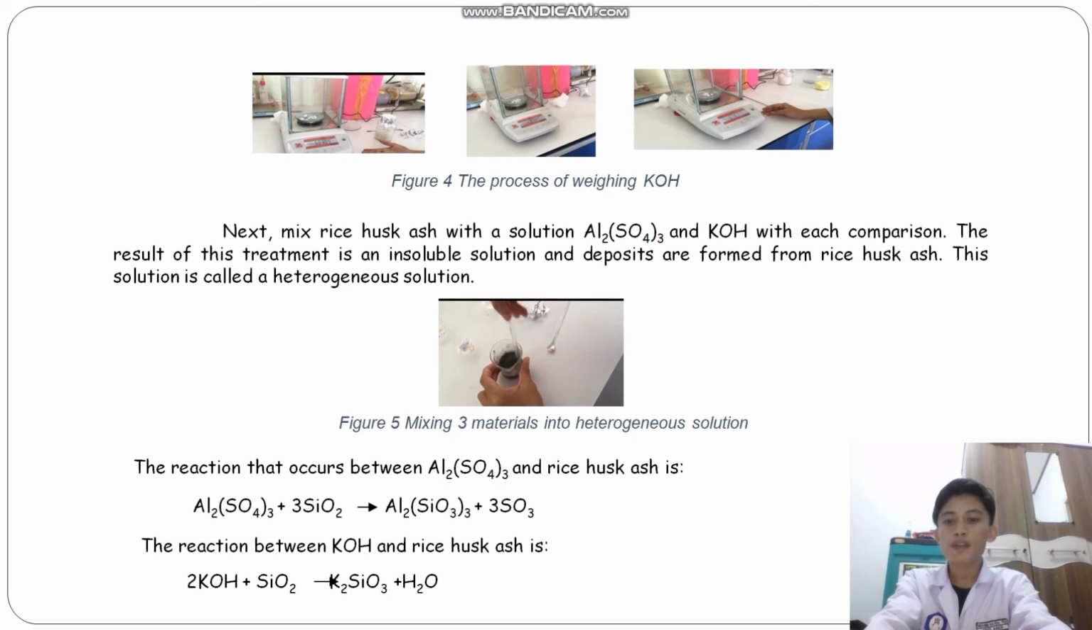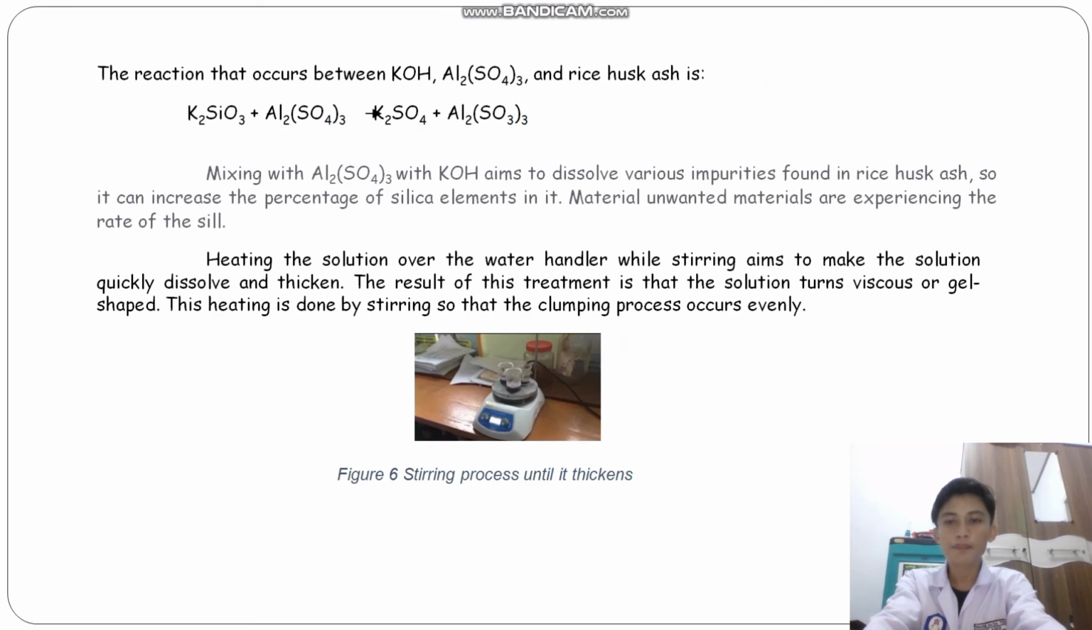The reaction that occurs between aluminum sulfate and rice husk is in here. The reaction between KOH and rice husk is in here. And the reaction that occurs between KOH, aluminum sulfate and rice husk is in here. Mixing aluminum sulfate with KOH dissolves various impurities found in the rice husk, so it can increase the presence of silica element in it.